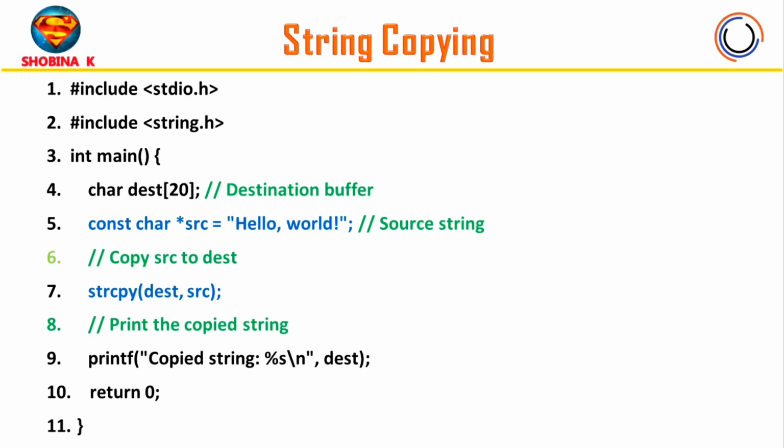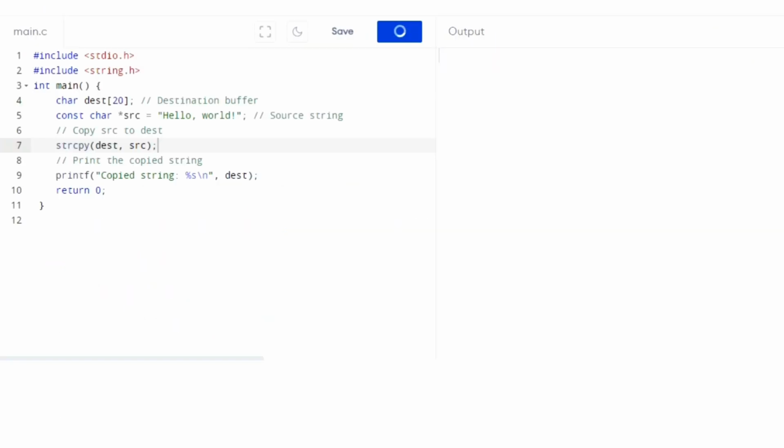And then string copying. Here we have the strcpy function, which is called to copy the content of the source string to the destination buffer. And finally, the copied string stored in dest is printed using a printf statement. The format specifier %s is used to print the string stored in dest. And finally, the return statement, which indicates the successful execution of the program. Now let's run this program. You can see the output, the copied string, which is hello world.